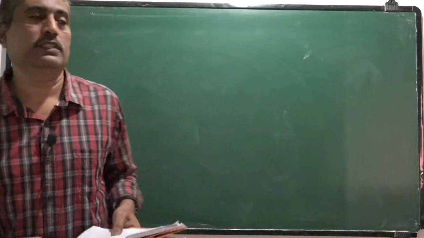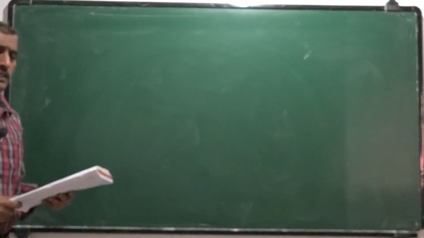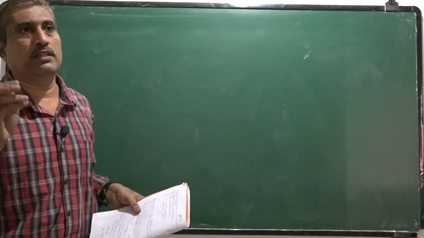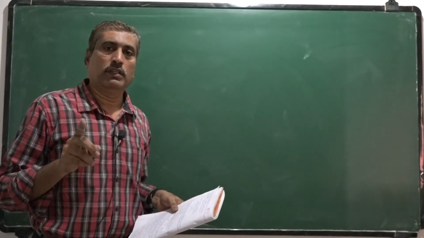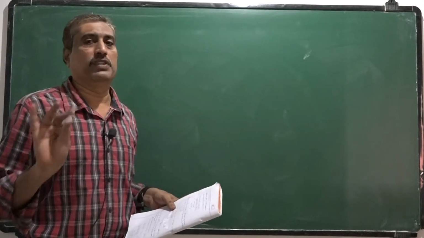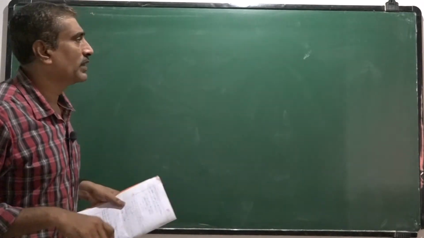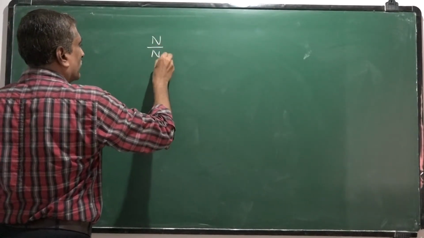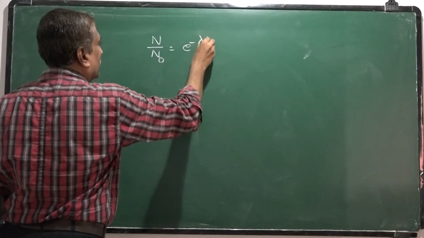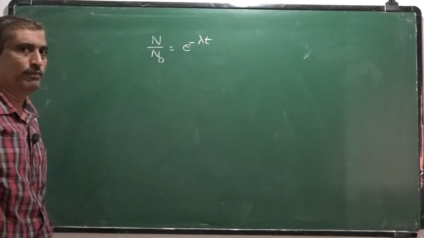Good morning students. Today we continue with the remaining problems, and today the problems based on half-life period, activity and nuclear fission. Okay, so actually we know the radioactive disintegration law is N by N0 equal to e power minus lambda t, and that we know.